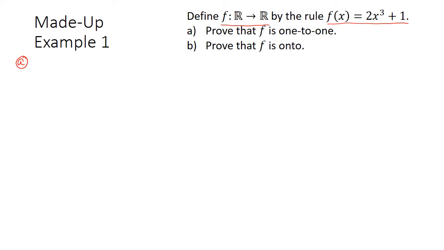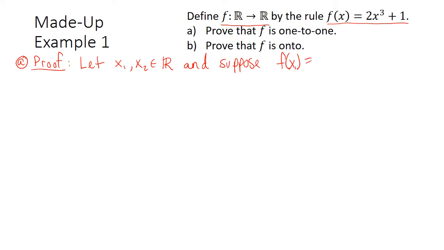Okay, so what I need to do is pick two elements in the domain, and suppose that they produce the same output. In other words, I suppose that f of x1 equals f of x2. You always start this way when you're proving that something is 1-to-1. And then your goal is to show that x1 must equal x2.